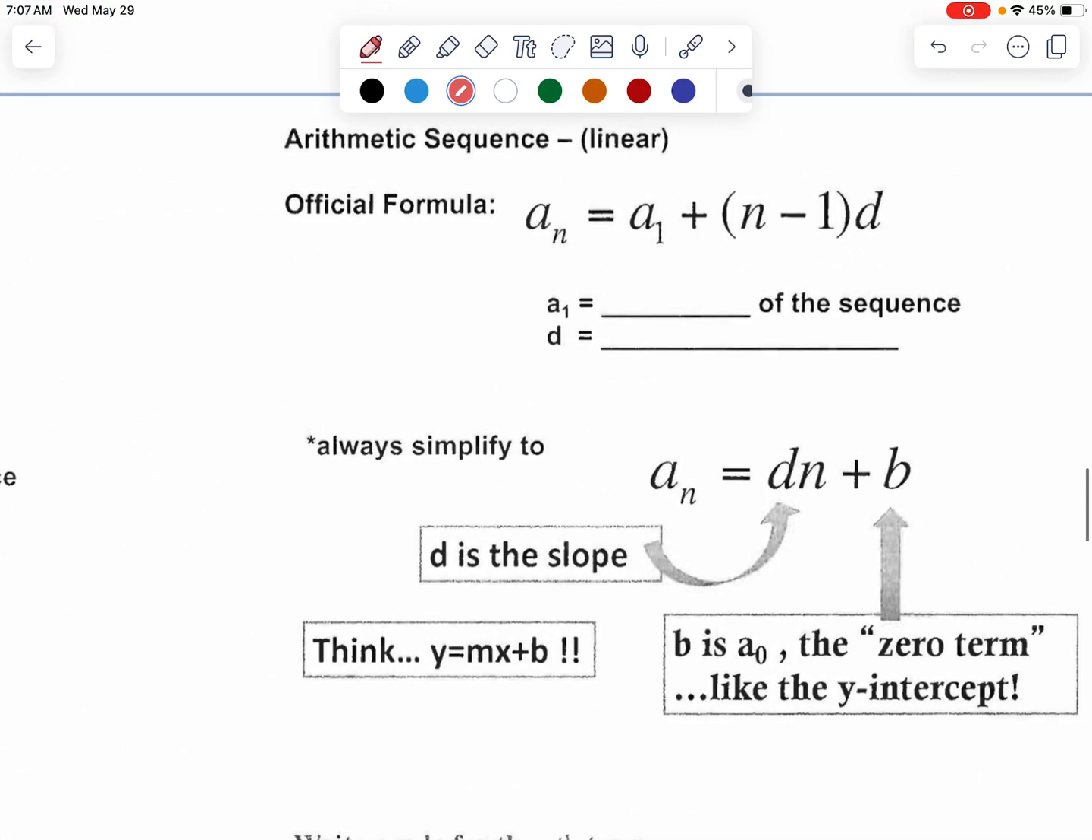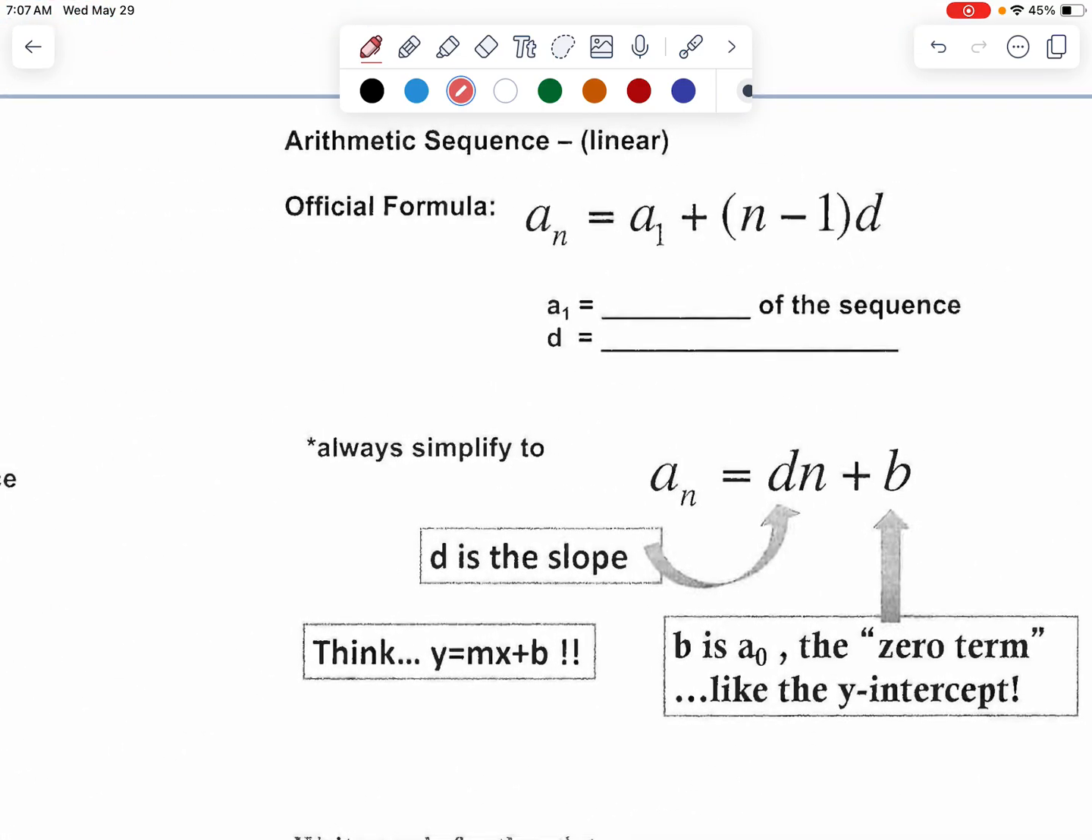So if we look at our equation here, we have a sub n equals a sub 1, the first term, plus n, the total number of terms, minus 1, times d, or that common difference. So a sub 1 is always the first term of the sequence, and d is always that common difference, which you can think of as your slope. And we talked about this a little bit yesterday.